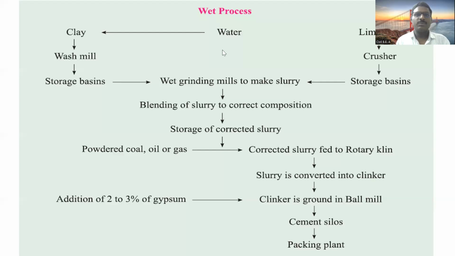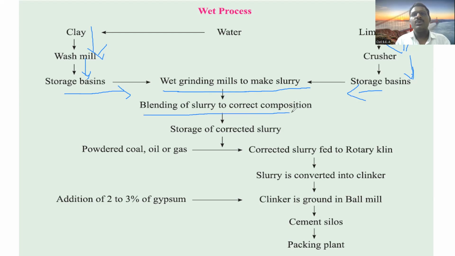This is the wet process. On one side, limestone is the raw material we add. On the other side, clay is the raw material we add. The clay is washed, then comes into the storage basin. The limestone goes under the crusher, then comes into the storage basin. From these two storage basins, the material goes to the wet grinding mill to make slurry. So clay and limestone come together, then blending of slurry to correct the composition, and then storage of corrected slurry.